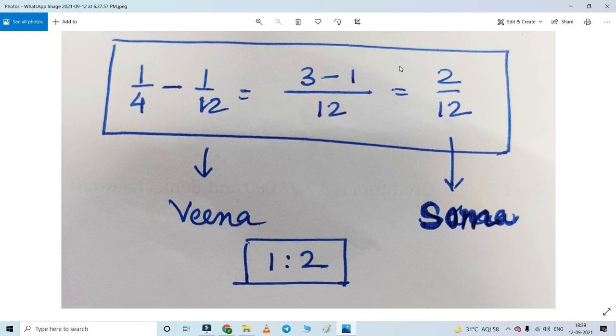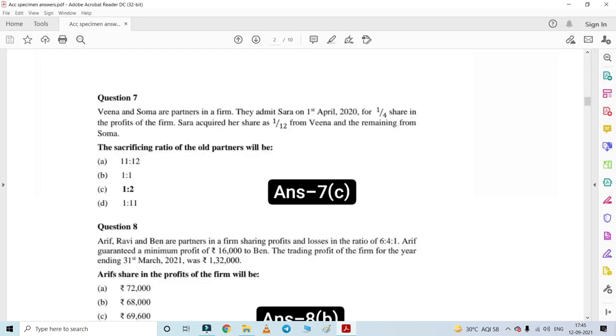Now here what you can see, it's been given that 1/4 share has been taken away by Sarah, and out of which Sarah has taken 1/12 from Veena. So that is clear that 1/12 is the sacrificing ratio of Veena. And when you are deducting from 1/4, 1/12, you will be getting 2/12. So this remaining has been taken from Soma. So that is why the ratio is 1 is to 2. That means 1/12 from Veena and 2/12 from Soma. So that is very simple. The ratio is 1 is to 2. Here the correct option is 1 is to 2.